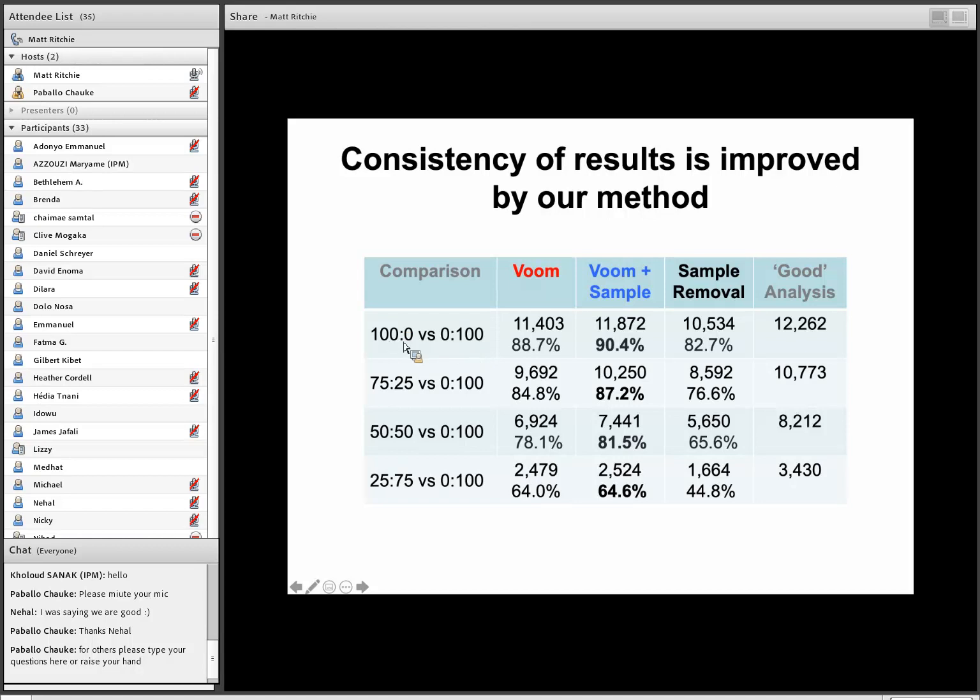And that's consistent as we go from the comparisons between the pure samples down to the comparisons between the more similar samples. So fewer genes are discovered as we make the comparisons more similar, but again, you get more genes that are the right genes when we apply our VUM with our sample quality weighting strategy.